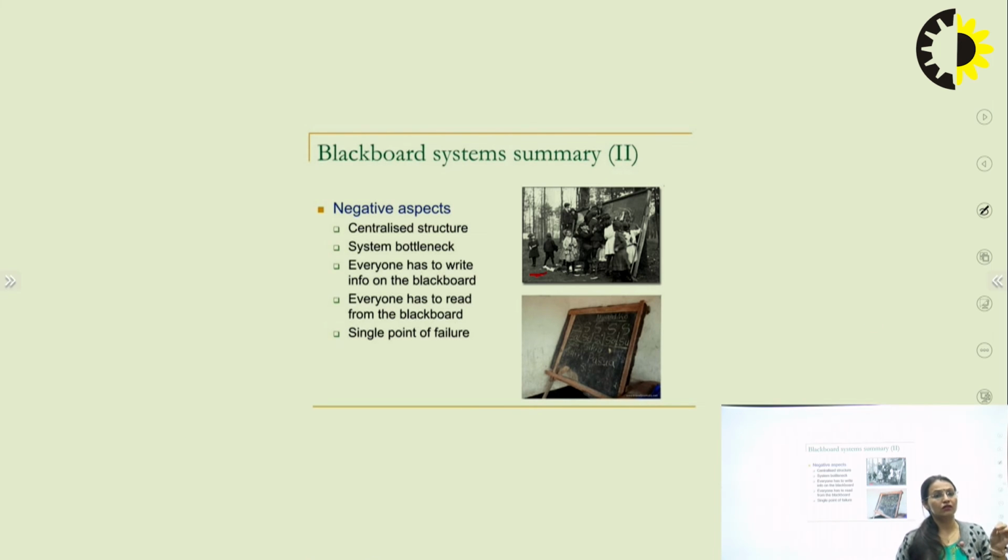This situation is very similar to conflict serializability in DBMS, where a transaction is being done but is still in process, so I'm not able to detect whether that transaction is incomplete or completing. So this becomes a centralized system and a bottleneck for the system. If everyone is writing information and everyone is reading that information, a single point of failure is always there. So this is the negative aspect of using the blackboard system.